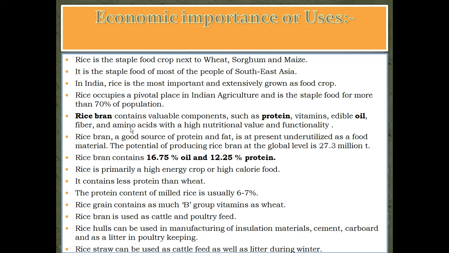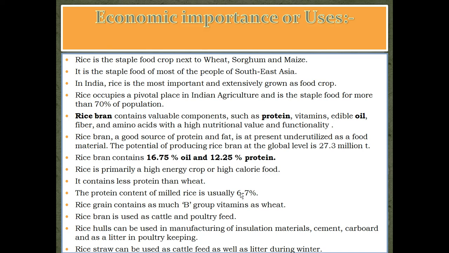Then rice bran contains valuable components such as protein, vitamins, edible oil, fiber and amino acids with high nutritional value and functionality. As we know, nowadays rice bran oil is very popular as it reduces the cholesterol level in the blood arteries, which will be helpful for heart disease patients. Rice bran is a good source of protein, vitamins, as well as amino acids, but is underutilized as a food material.